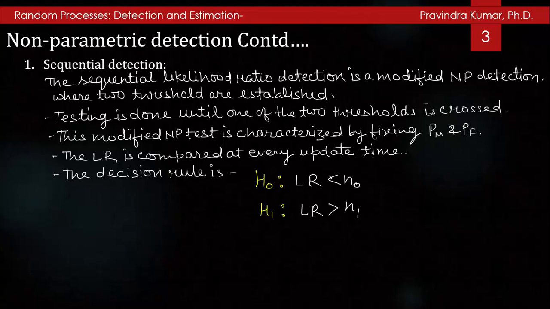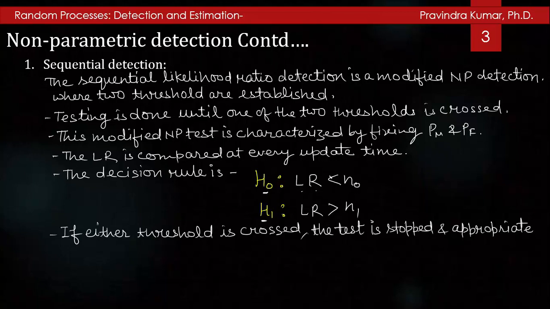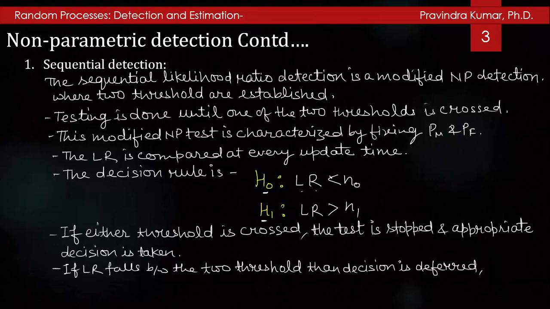Now, there are two hypotheses. H0 corresponds to when the likelihood ratio is less than N0, and the H1 hypothesis corresponds to when the likelihood ratio is greater than N1. If either threshold is crossed, the test is stopped and the appropriate decision is taken. And if the likelihood ratio falls between the two thresholds, then the decision is deferred. So another sample is taken and the test is repeated.